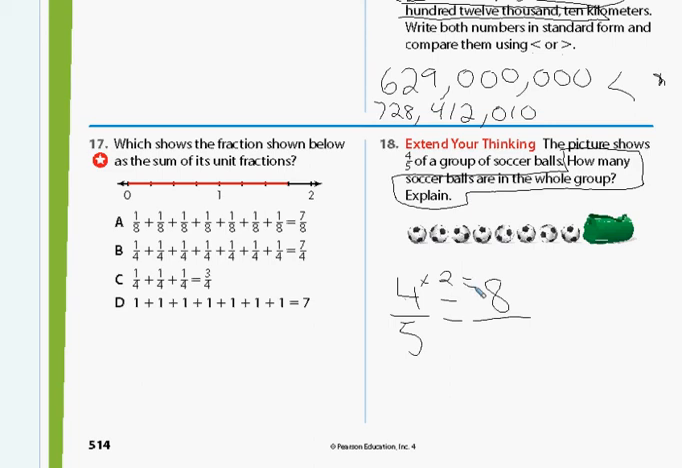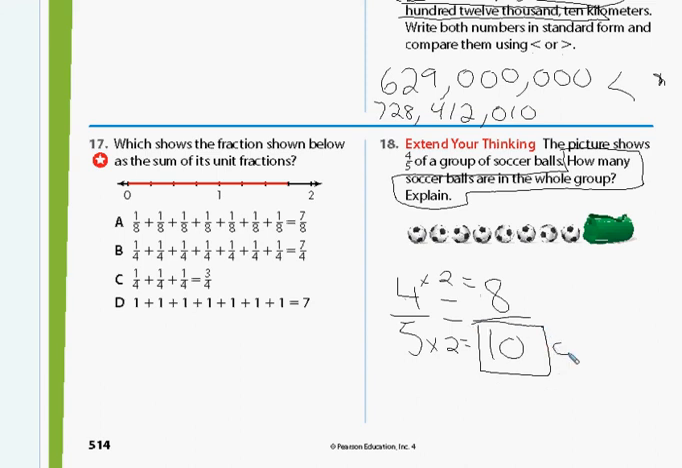So on fractions, one of the rules is a similar rule to when we're trying to create equality in our equations. Whatever we do to the top of a fraction, we've got to do the same thing to the bottom. So 5 times 2 equals, what's 5 times 2 equal? Allison? 10. 10, very good. So that's telling me there are 10 soccer balls.